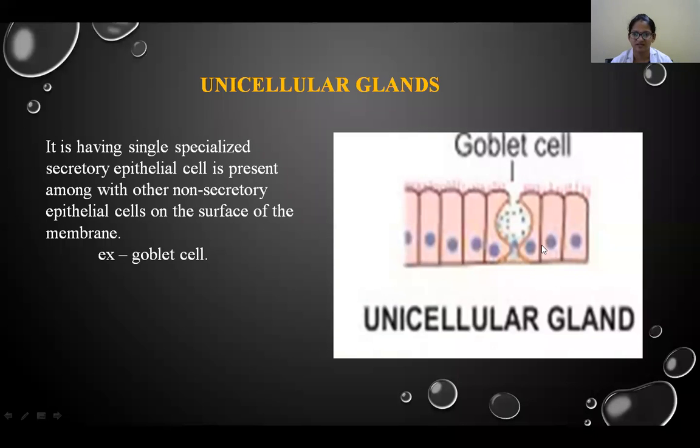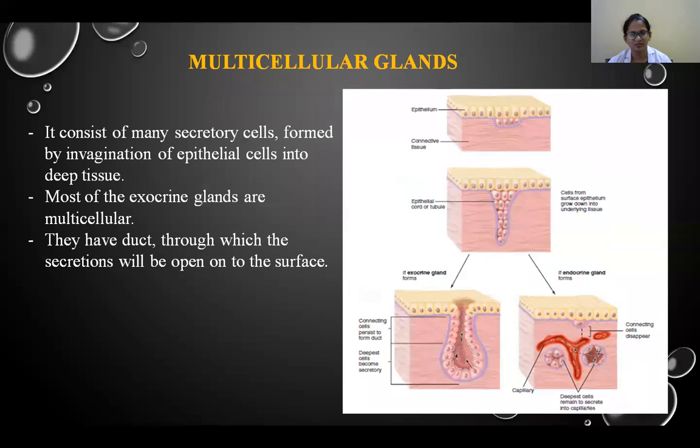Example is goblet cells. Next, coming to the multicellular glands. The name itself indicates that multi means it has many secretory cells. It consists of many secretory cells formed by invaginating into the deep connective tissue. See how the epithelial cell is invaginating into the deep connective tissue. This invagination will also be supported by this connective tissue.